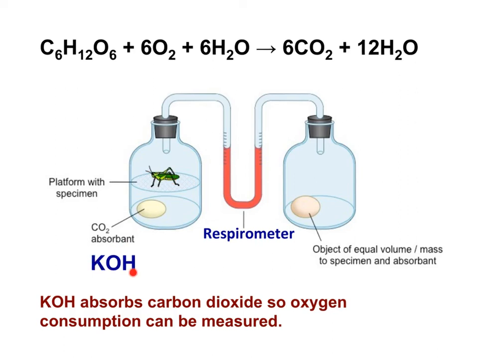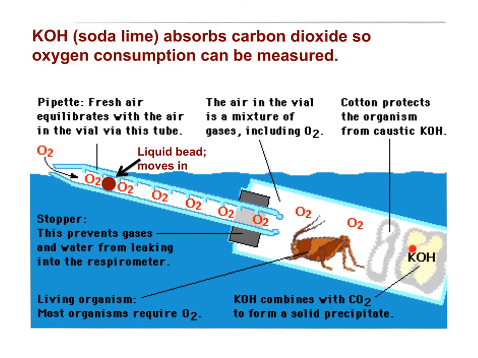This KOH solidifies the carbon dioxide, thus the movement of liquid in the respirometer will equal the volume of oxygen consumed by the organism. The KOH absorbs the carbon dioxide to form a solid precipitate so that oxygen consumption can be measured. And as the invertebrate consumes oxygen, the bead of liquid in the pipette moves inward, and the change in the position of that bead can be measured in volume terms over time as oxygen is consumed.